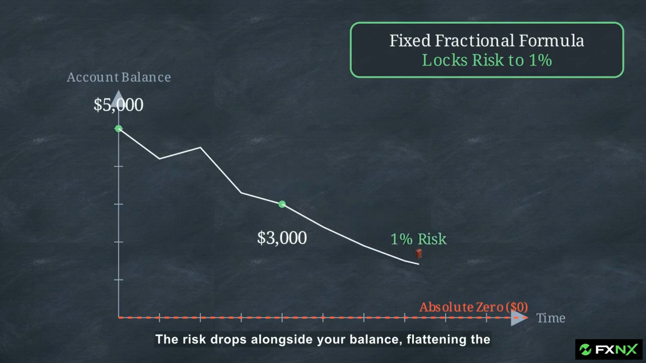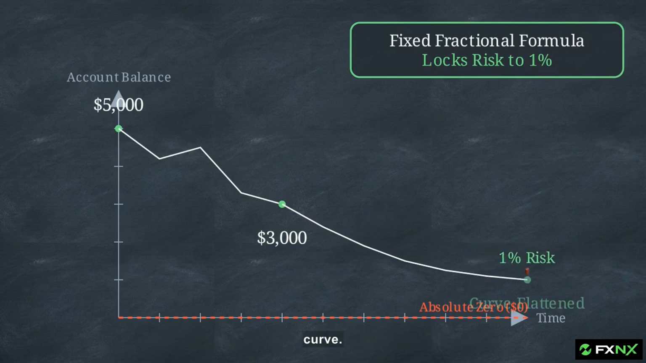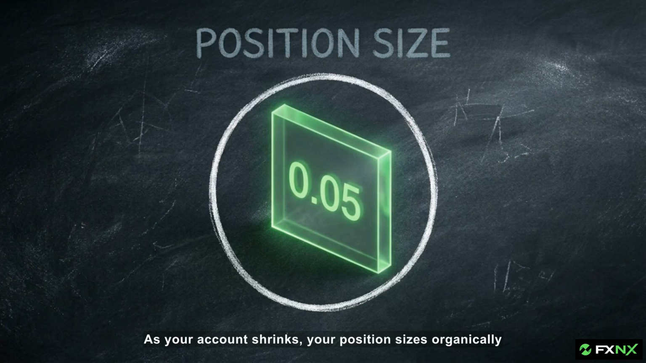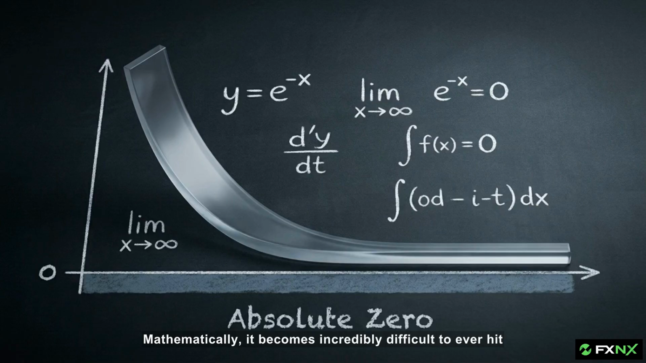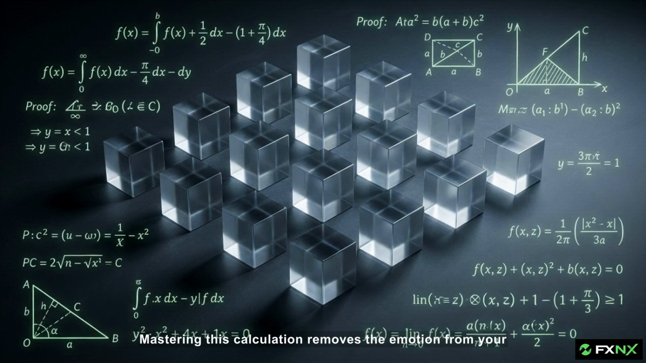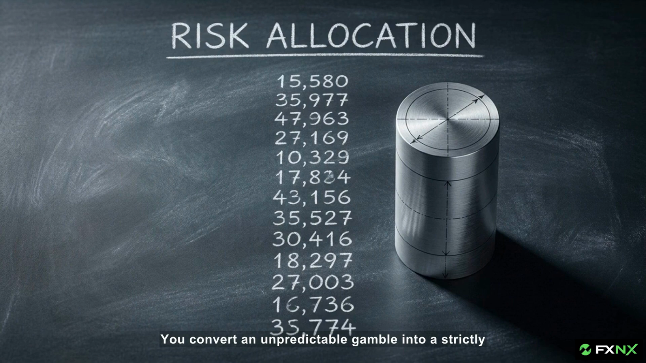The risk drops alongside your balance, flattening the curve. As your account shrinks, your position sizes organically scale down to protect you. Mathematically, it becomes incredibly difficult to ever hit absolute zero. Mastering this calculation removes the emotion from your downside. You convert an unpredictable gamble into a strictly controlled business expense.